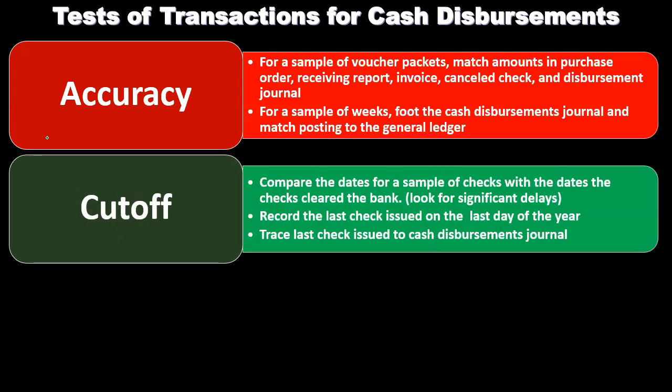Next, we have the assertion of cutoff. That's the year end that we usually consider, if it's going to be a 12/31 year end, or a calendar year end, the cutoff being 12/31. Compare the dates on the sample checks with the dates the checks cleared the bank. So now we're considering the other side of things. We want the dates on the sample checks compared to when they cleared the bank.